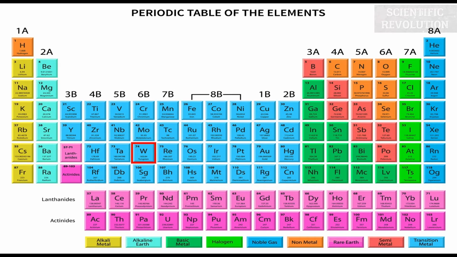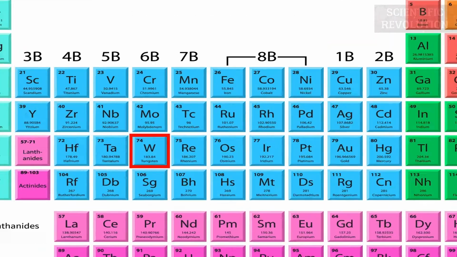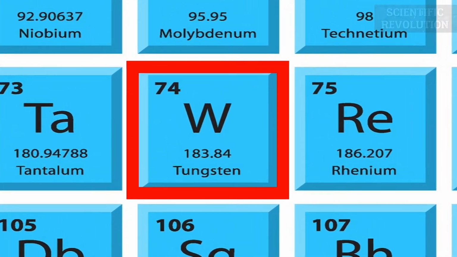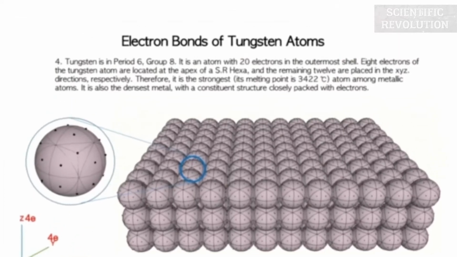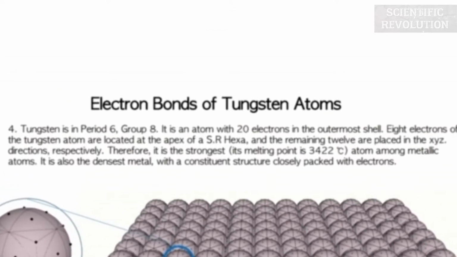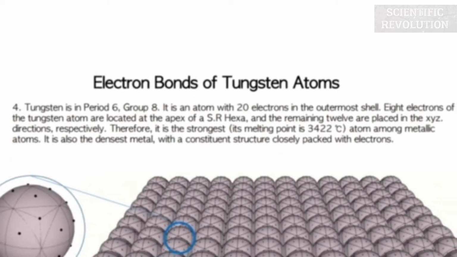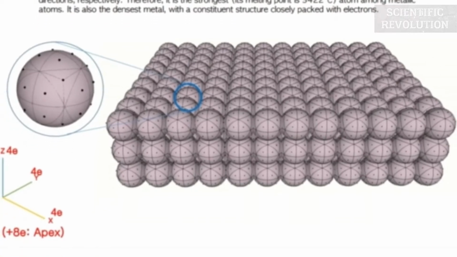Electron bonds of tungsten atoms. Tungsten is in period 6, group 8. It is an atom with 20 electrons in the outermost shell. 8 electrons of the tungsten atom are located at the apex of a spherical regular hexahedron, and the remaining 12 are placed in the x, y, z directions, respectively. Therefore, it is the strongest atom among metallic atoms. It is also the densest metal, with a constituent structure closely packed with electrons.